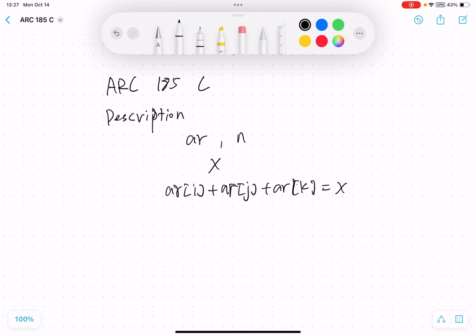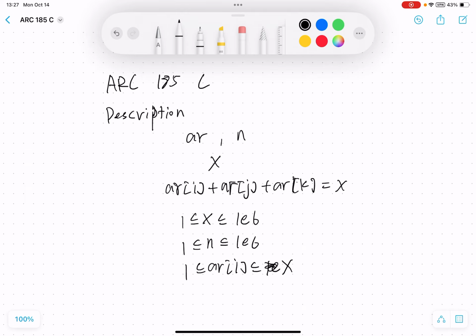The limitation about the integers is that x is between 1 and 1 million, and n has the same limitation. So this is the limitation about all the numbers.